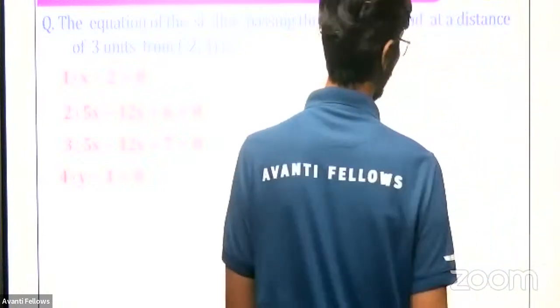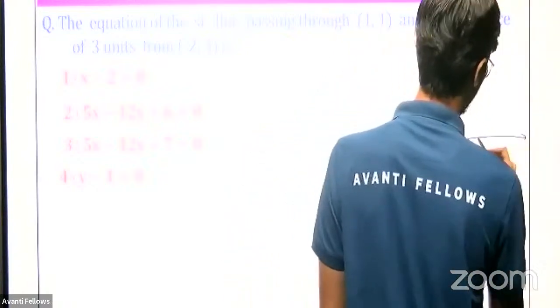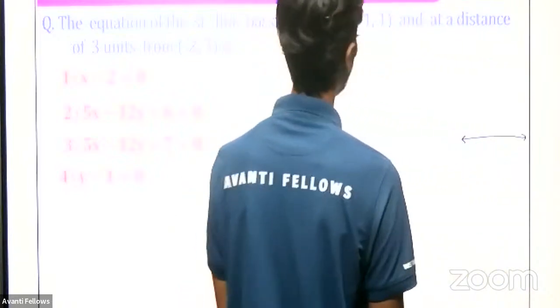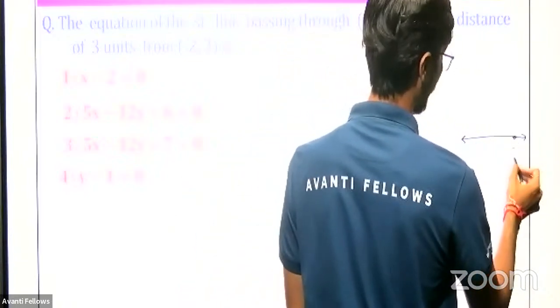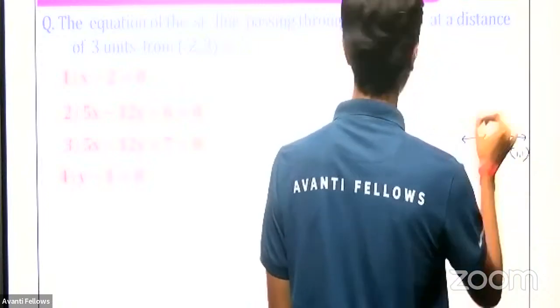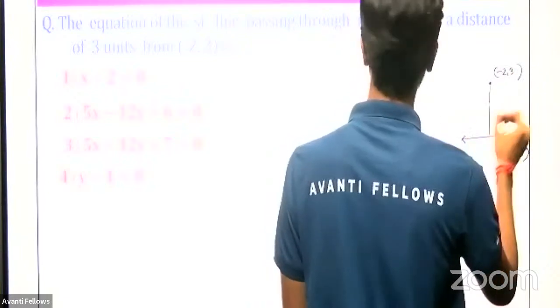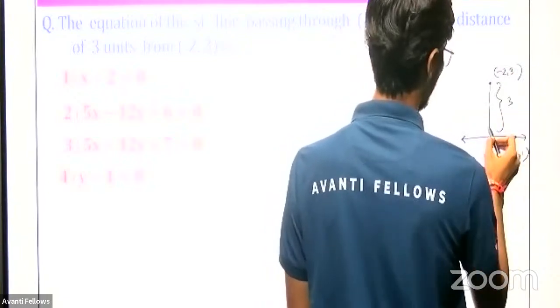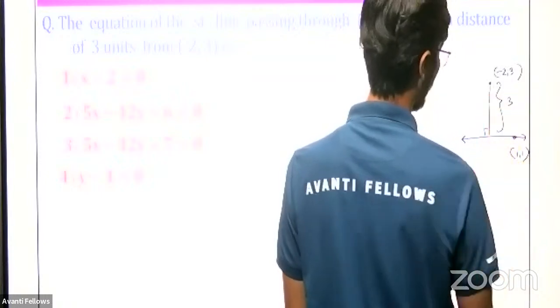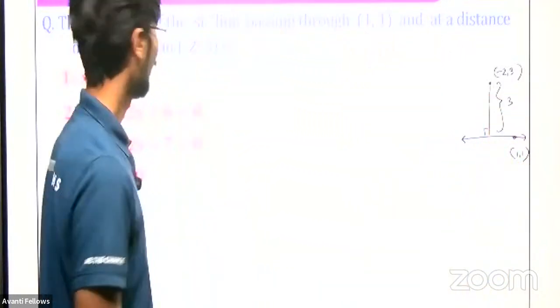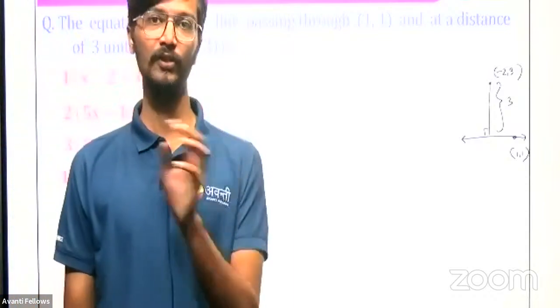The equation of straight line passing through 1, 1, and at a distance of 3 units from the point -2, 3. So let us try to imagine the situation. Let's say this is a straight line whose equation I don't know, which passes through 1, 1, and its distance from this point, which is -2, 3, is given as 3 units. Let's say this is a perpendicular distance. So I have the point, so I can write the equation of line.